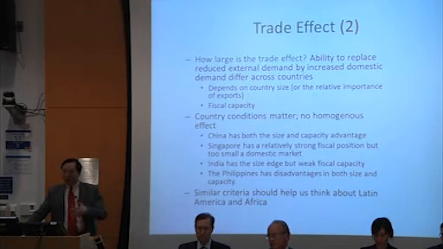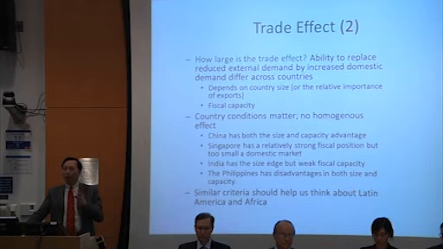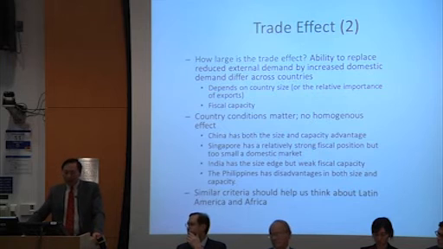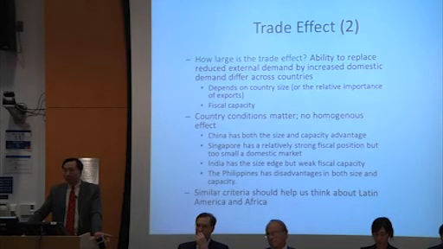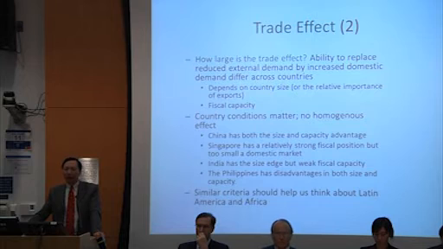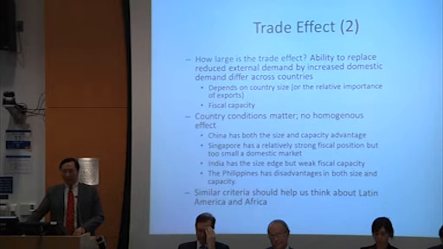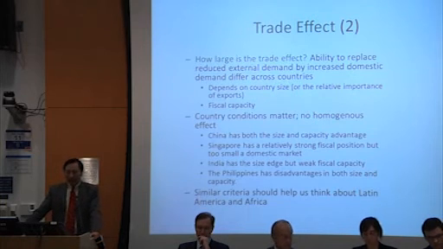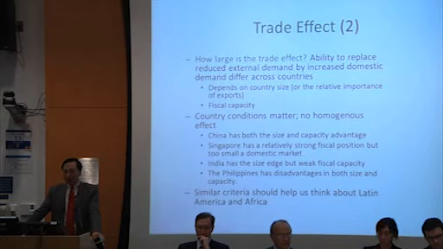And the answer to that question depends largely on two things. One is how truly dependent the country is on external exports, which is largely determined by the country's size, and the other is fiscal capacity. Does the country really have the weapons in its arsenal to offset foreign demand if needed? And there, once you think about that, you realize that country conditions matter, and there's no homogeneous effect.